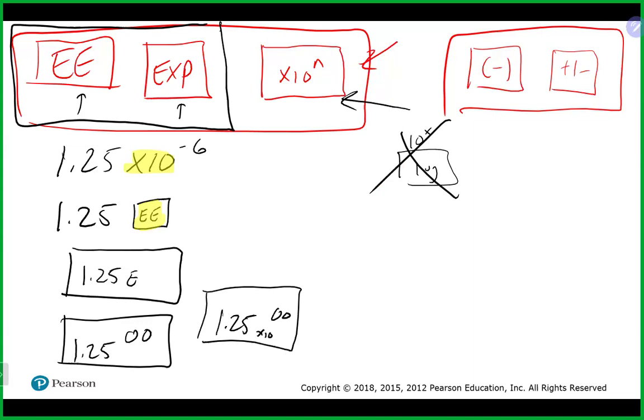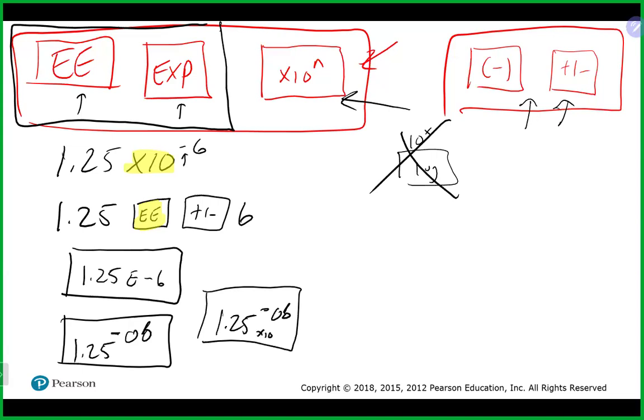All right, so the only thing left for us to put in is the negative. That is now over here. These are our negative buttons. You hit whichever one you have on your calculator. You hit the negative and then 6. That will put a negative 6 here. That is the proper way to punch a number in scientific notation into your calculator.